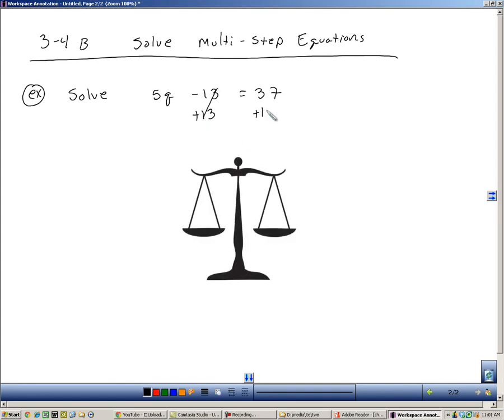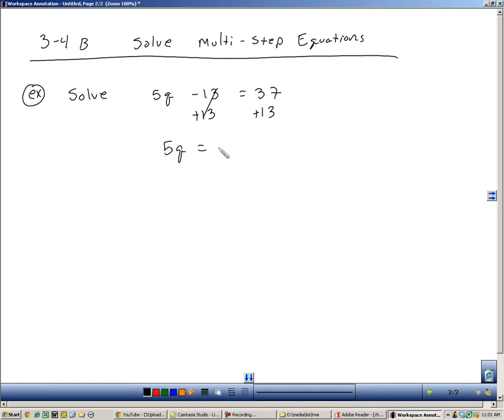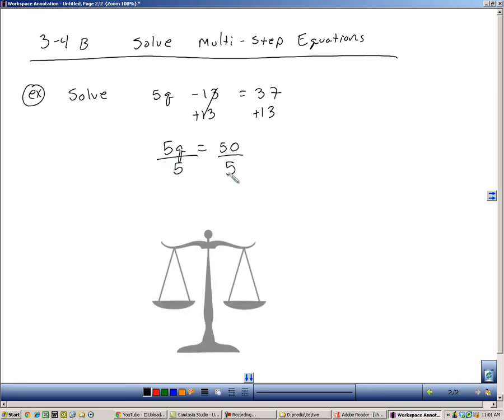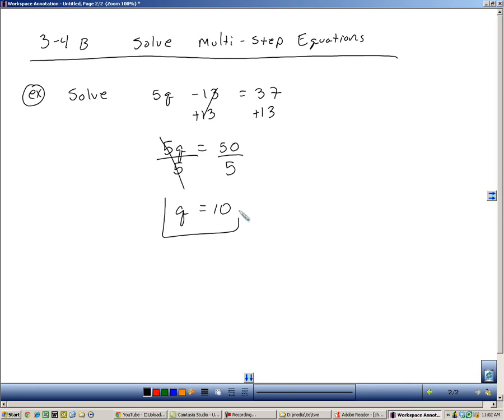But whatever I do to one side, I have to do to the other side. So rewriting this becomes 5q equals 50. Now the second step I'm going to do, the 5 is connected to the q with multiplication. How do I undo multiplication? The opposite operation is division. Whatever I divide by one side, I have to do the other. So we cancel there, and we get q equals 10.